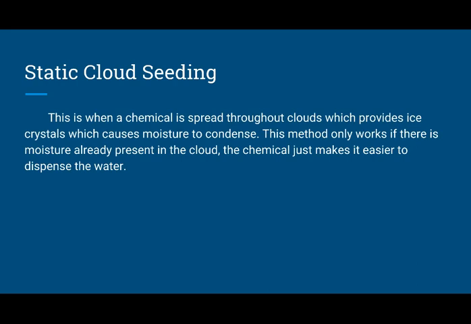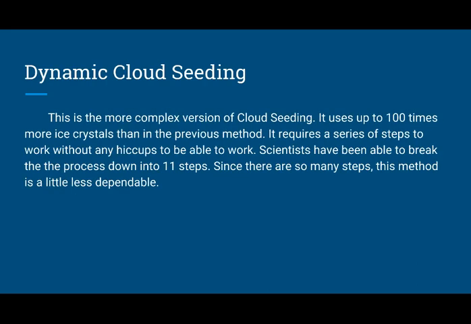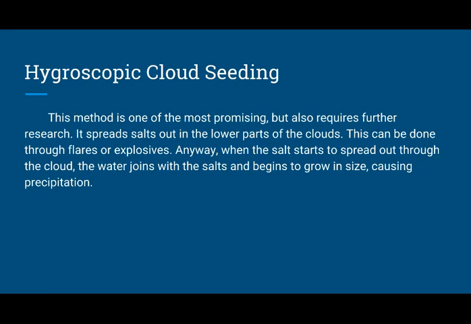Static cloud seeding. This is when a chemical is spread throughout clouds, which provides ice crystals, which causes moisture to condense. However, you need moisture to be already present in the cloud. Dynamic cloud seeding. This is the more complex version of cloud seeding. It uses up to 100 times more ice crystals than the previous method. However, it requires many more steps, and that makes it a lot less dependable.